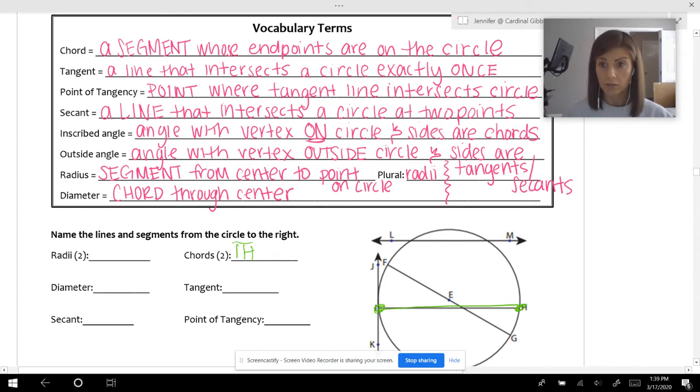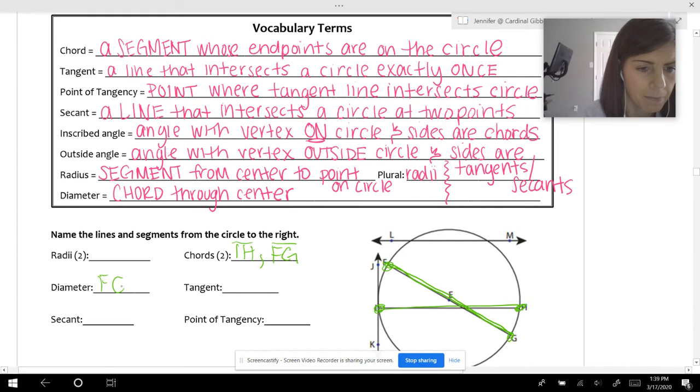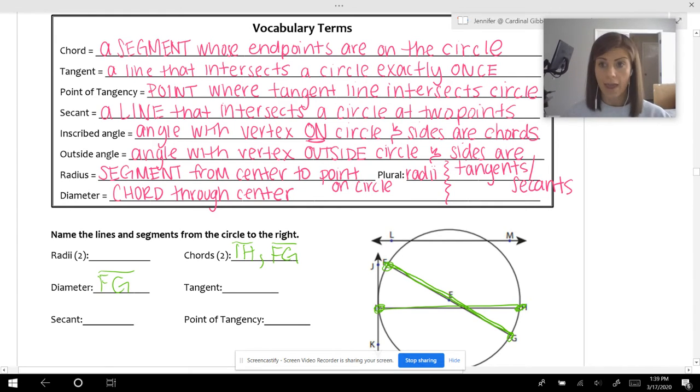The other chord in this picture is actually going through the center. So not only is it a chord, but it's also a diameter. This segment right here, FG, is going from one edge of the circle to the other. That makes it a chord. So we would add that here. FG is a chord, and it's also a diameter. A diameter is specifically a chord that's passing through the center, so it's a special type of chord.